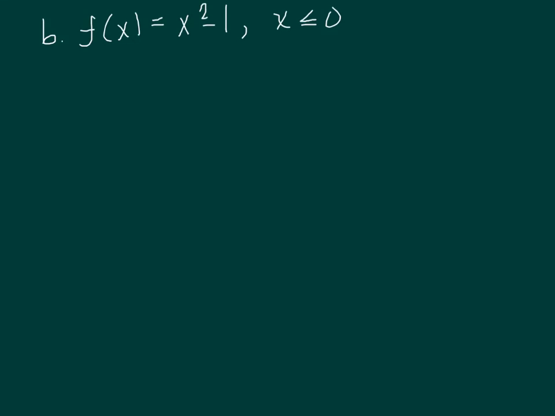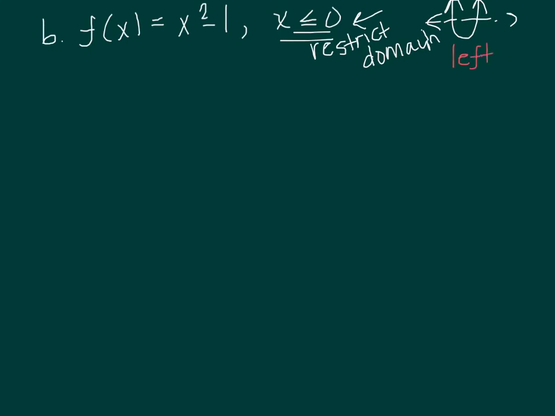Okay, B. This is a parabola, and because parabolas do not pass the horizontal line test, we have to restrict the domain. Restrict domain. That means that we're only going to graph 1/2 of the parabola. And since it says x is smaller than 0, we're only going to graph the left side. Okay, so just remember that. But first, let's find the inverse.